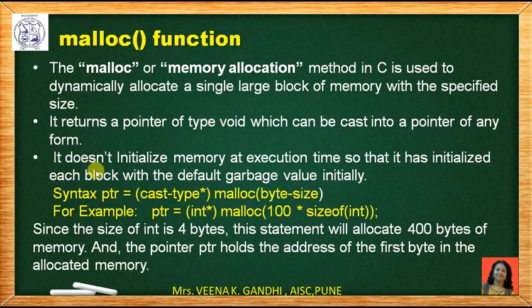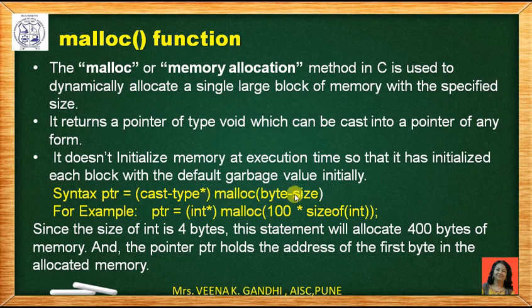Now, this malloc function does not initialize the memory at runtime. It means it is initialized with garbage; each block of the memory is initialized with a garbage value. Syntax: pointer variable equals, and here by default it returns void star. You have to typecast it to the given data type, then malloc and the byte size.